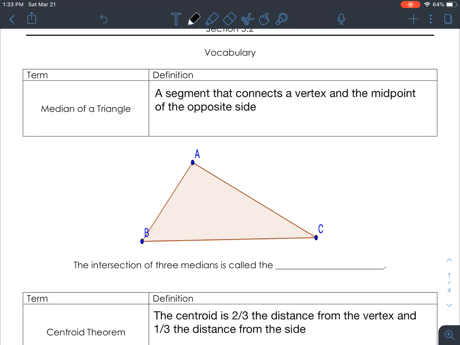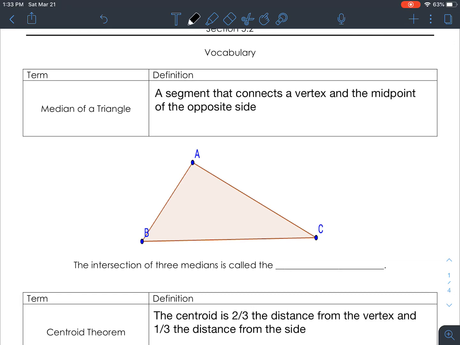So in section 5.1, we studied perpendicular bisectors and angle bisectors, and we discussed the point of concurrency of the perpendicular bisectors, which was the circumcenter, and the point of concurrency for the angle bisectors, which is the incenter. So now we're doing two more.